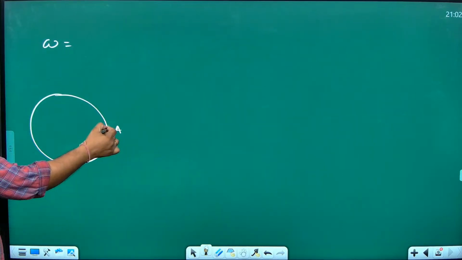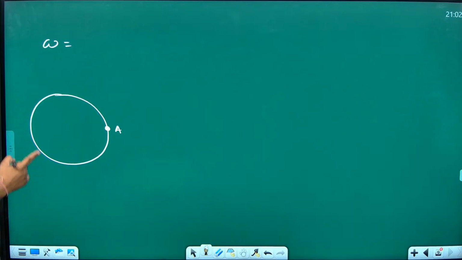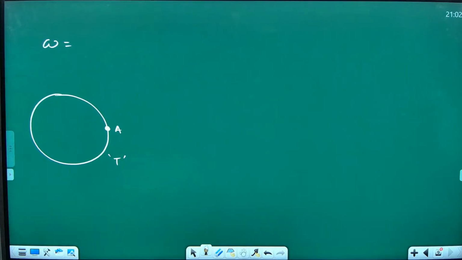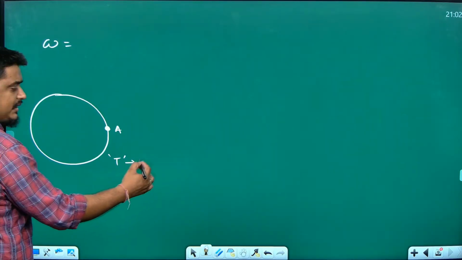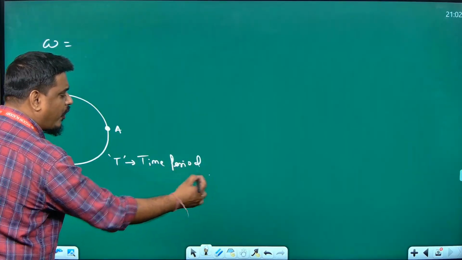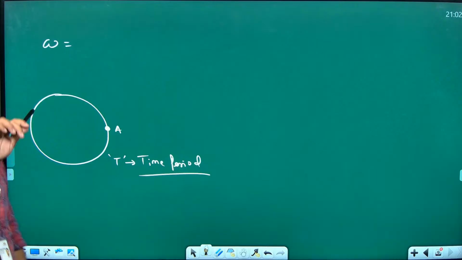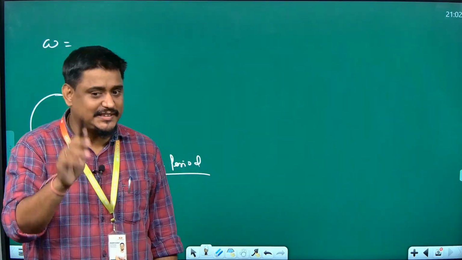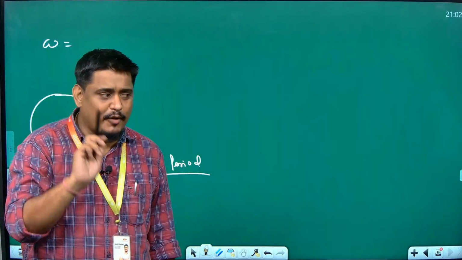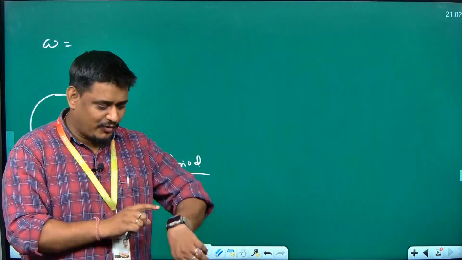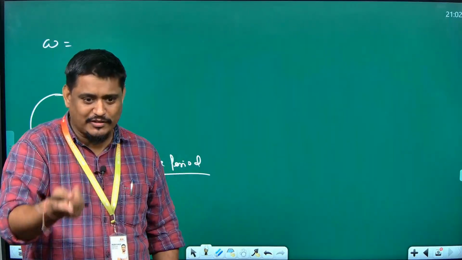round and comes back here, the time taken to complete one full revolution is called the time period, capital T. What is capital T? Time period. For example, the time period of a second hand will be 60 seconds. Time period of a minute hand will be 60 minutes. Time period of an hour hand will be 24 hours.